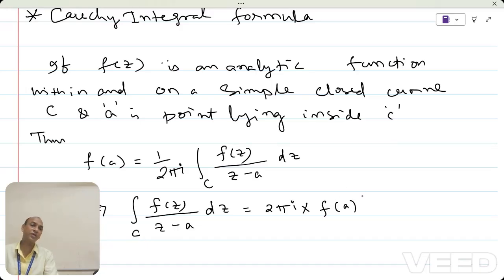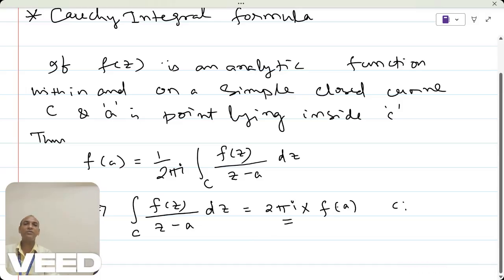If this a is outside the simple closed curve C, then the integral will be simply 0. No need to find any value of this one. So I will mention C, what will be the simple closed curve, and you have to check whether the a is lying inside C or outside C. If it is lying inside the simple closed curve C, then we will find the integral is this much. If the point a is lying outside the C, then the value of this one will be 0.